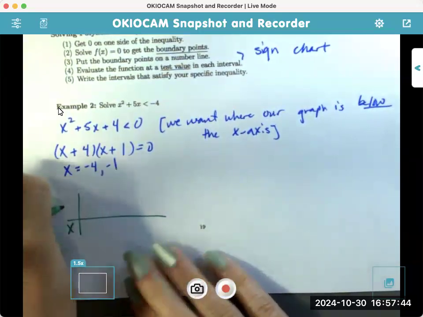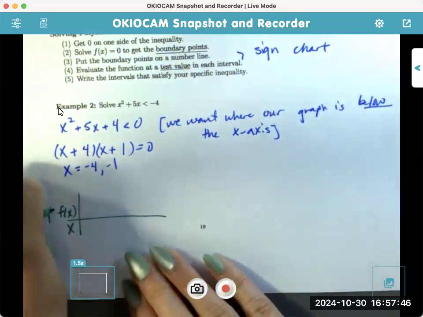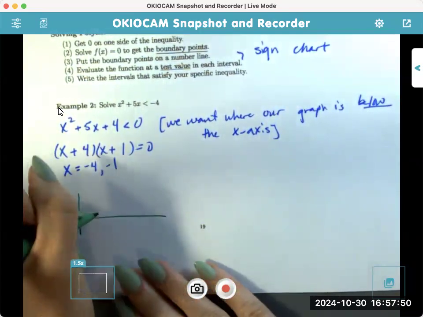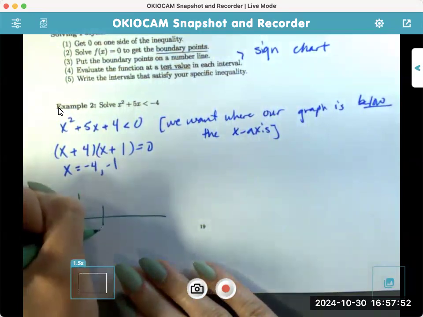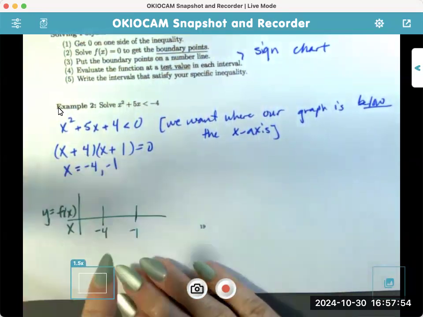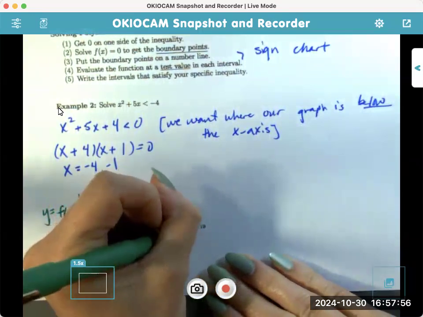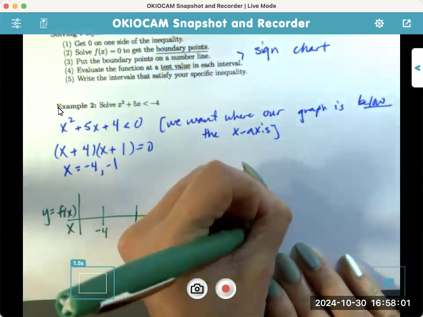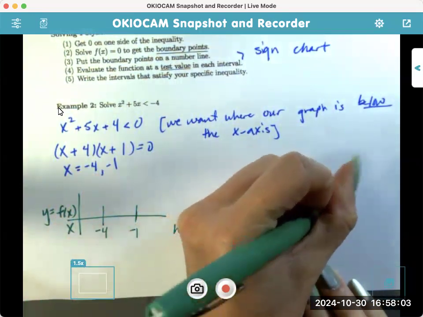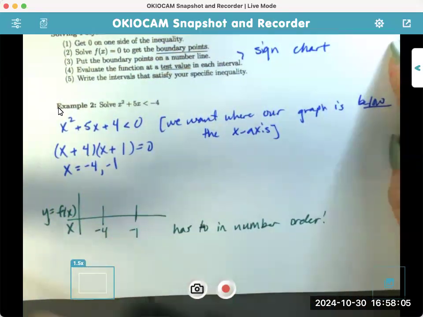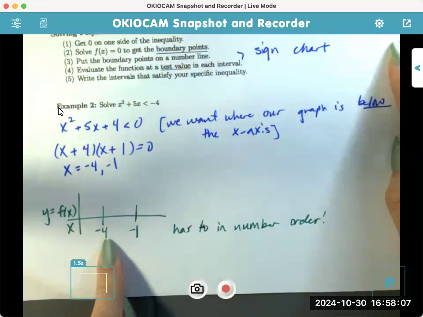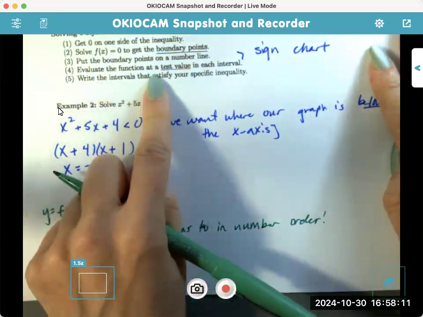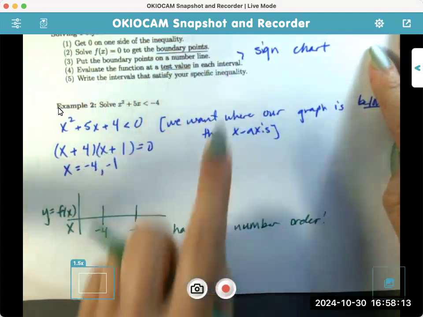So we have the x and f of x, also y, right? So on our number line is going to be -4 and -1. Has to be in number order, okay? Because it's a number line, right? So it has to be in numerical order. So make sure -4 is to the left of -1. Then we're going to evaluate the function at test values in each interval.